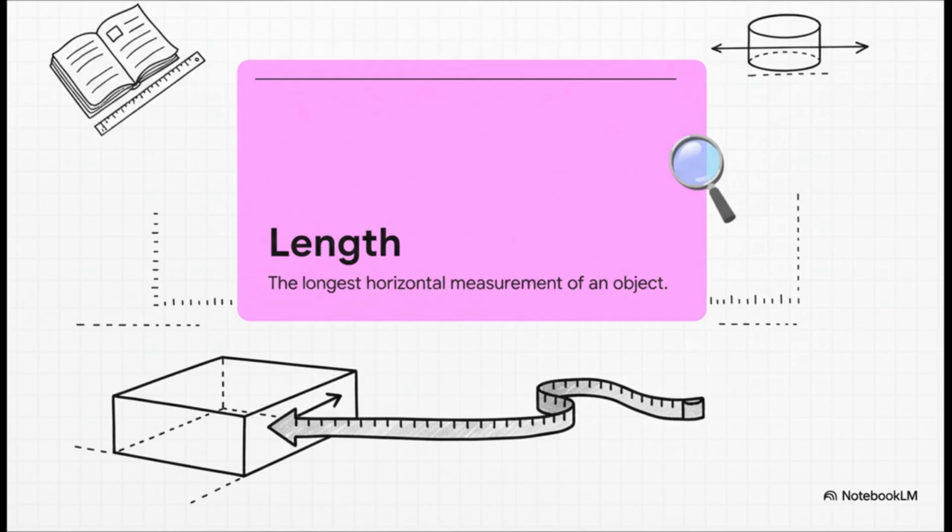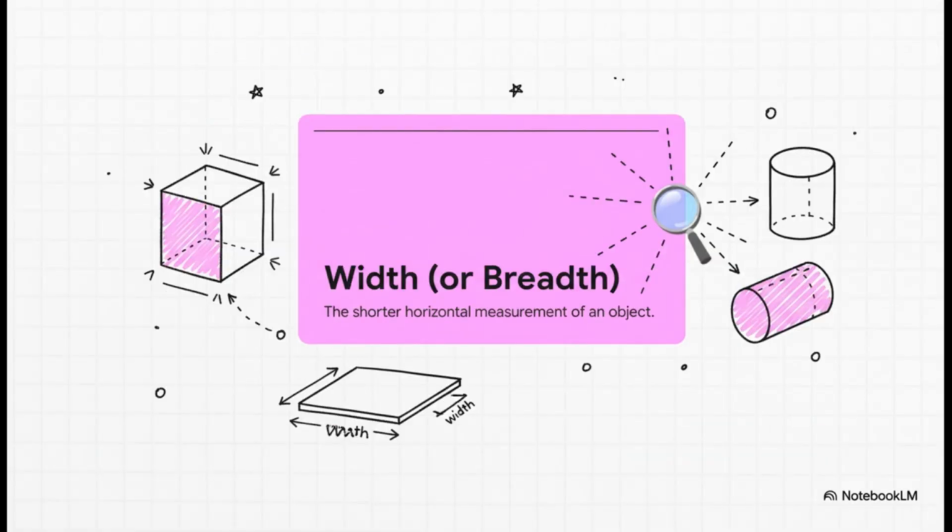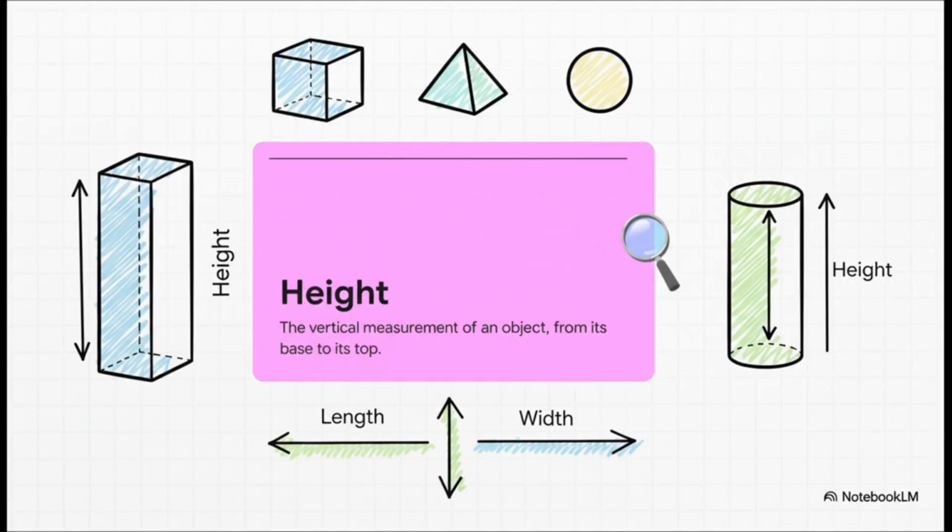Pretty simple, right? Next, we have width. You might also hear it called breadth. This is the other horizontal measurement, usually the shorter one. So you have length going one way, and width goes across it. Together, they give us a flat, two-dimensional surface. And finally, the one that makes it all pop into 3D, height. This is the vertical part, from the very bottom to the very top. So there you have it, length, width, and height. Those are our three essential building blocks.